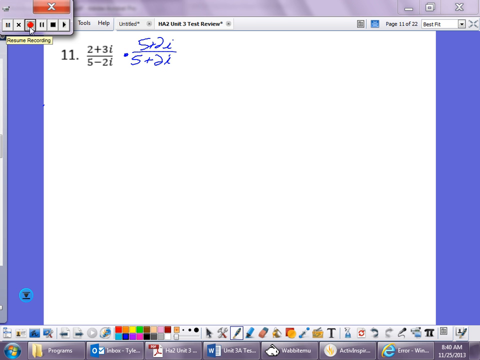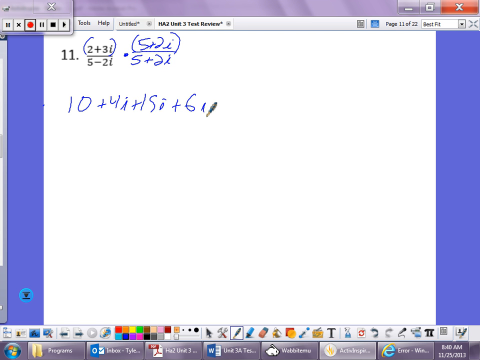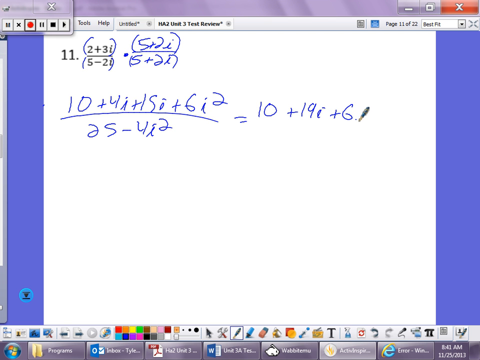All right, so again, you're just distributing this. So you'd get 10 plus 4i plus 15i plus 6i squared. Over, you can distribute this. What it ends up being is 25 minus 4i squared. And then we just need to simplify from here. So you get 10 plus 19i plus 6i squared over 25 minus 4i squared. i squared equals what? Negative 1. Very good.